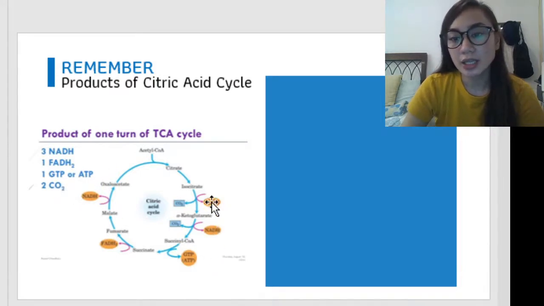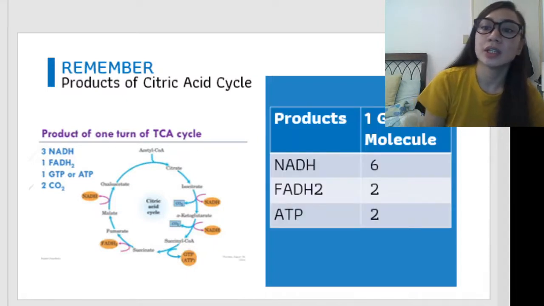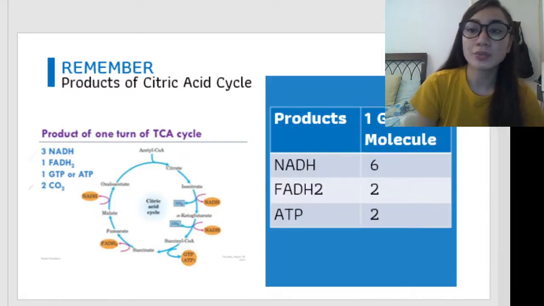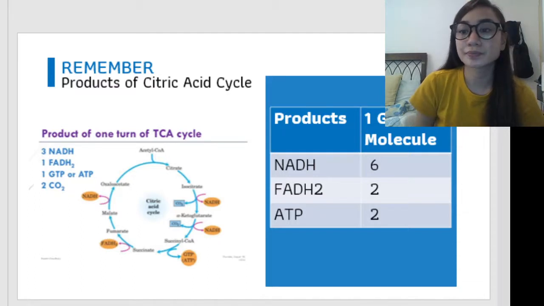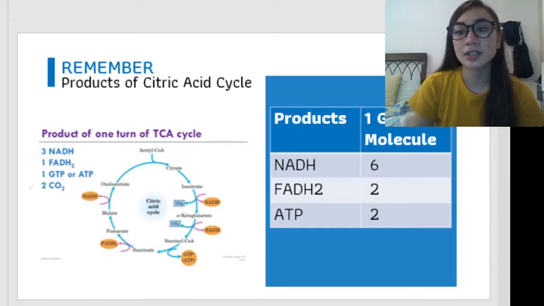So, kung makikita nyo, ito pong may mga yellow. Lahat ng yung yellow na yan, yan yung pupunta sa ating electron transport chain. So, given na we have one glucose molecule, after 2 turns, we will produce 6 NADH, 2 FADH2, and 2 ATP.